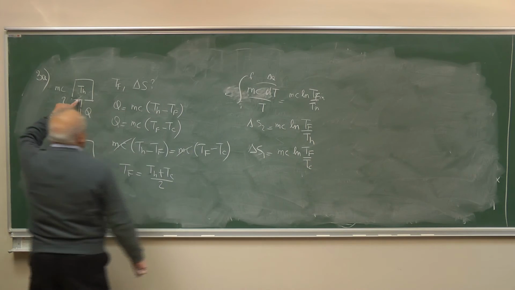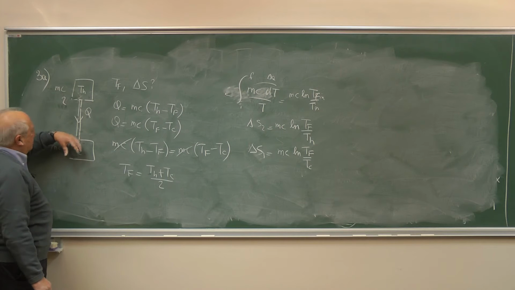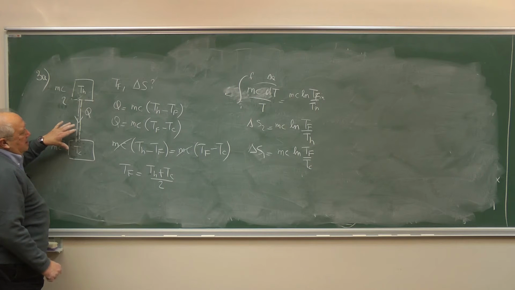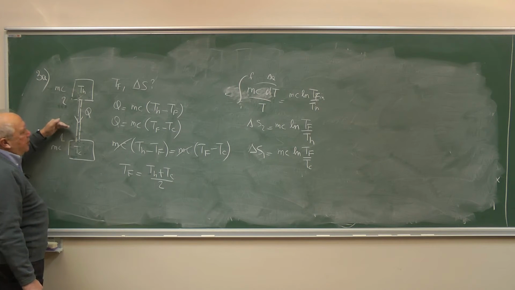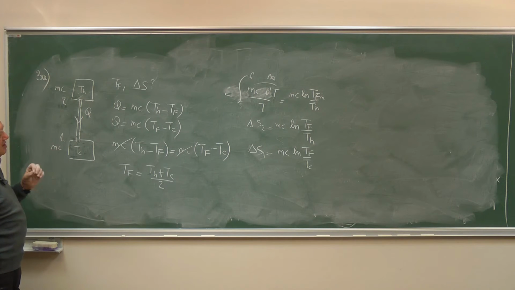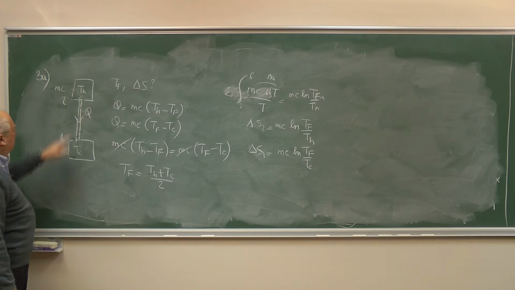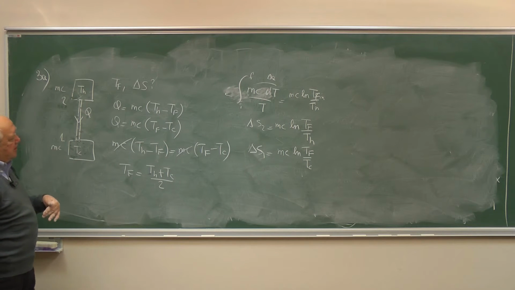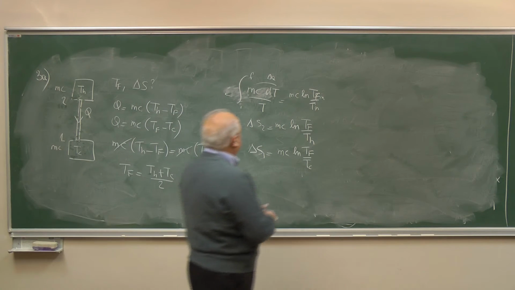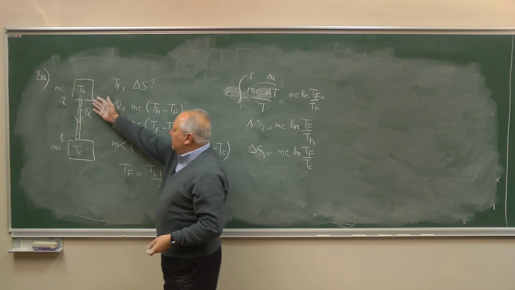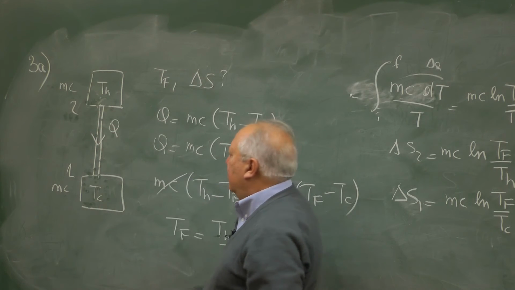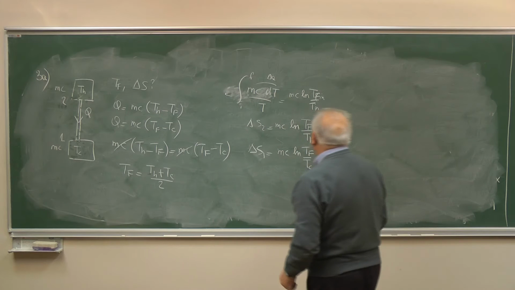Again, although this process is irreversible, heat rushes and finally equilibrium is reached, we are calculating as if we have done it reversibly, because otherwise we cannot compute the entropy. Why can we do it? Because entropy is a state function. Even though this process was irreversible, we are computing the entropy change through a reversible process, as if heat did not rush, but we have reduced the temperature of this thing slowly.